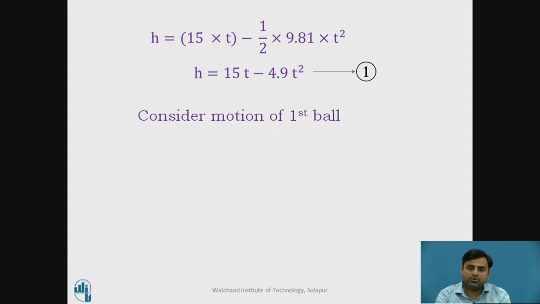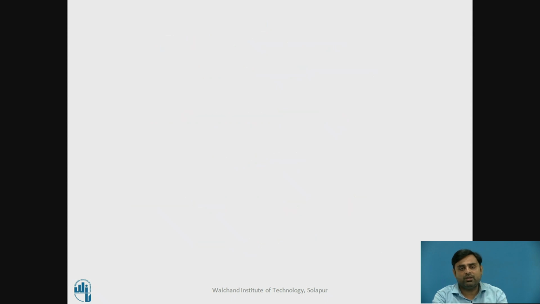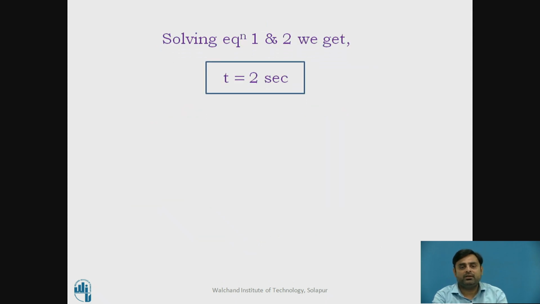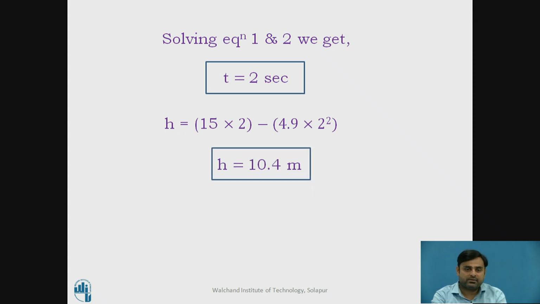Similarly, if we consider the motion of the first ball, again we can use the formula h is equal to ut plus half gt square. Here h is nothing but the distance covered by the first ball, which will be 30 minus h. Initial velocity is 0 as it was dropped, and if we put all the values, we get this equation, which is our equation number 2: 30 minus h is equal to 4.9 t square. If we solve equations 1 and 2, we will get t is equal to 2 seconds and h is equal to 10.4 meter height.